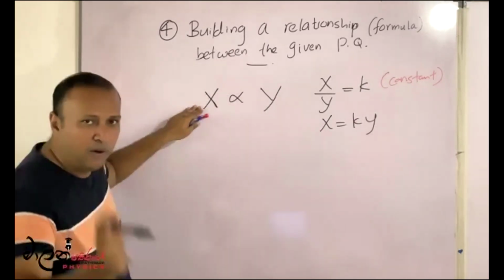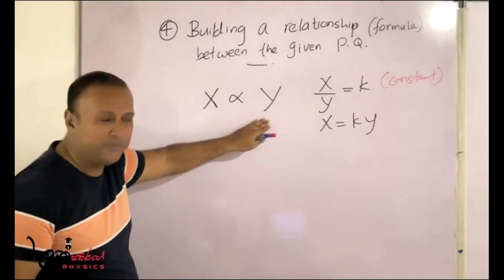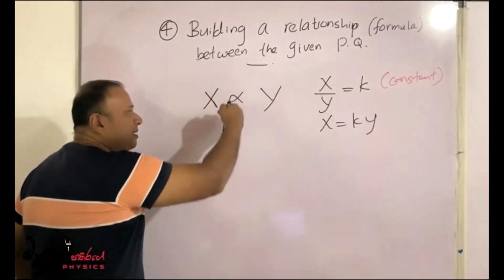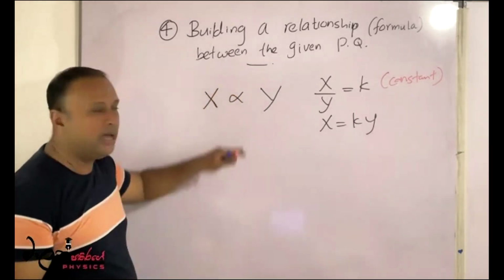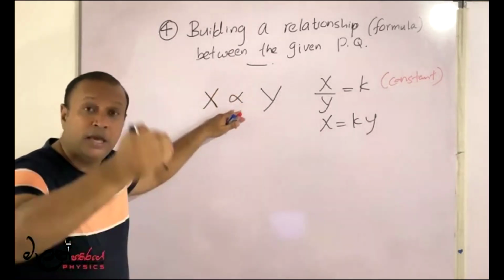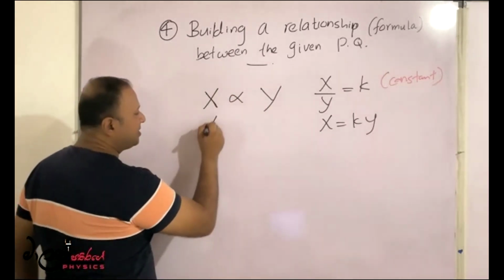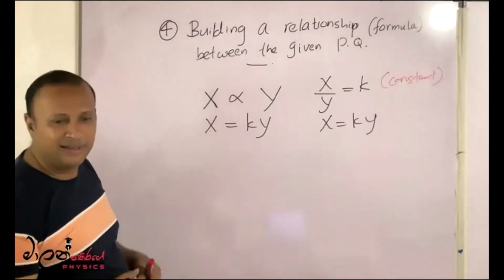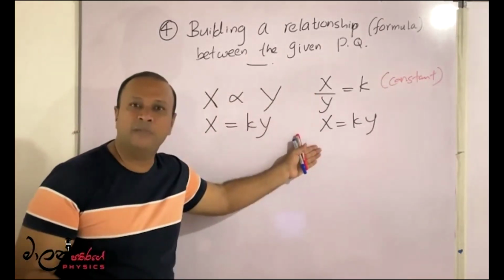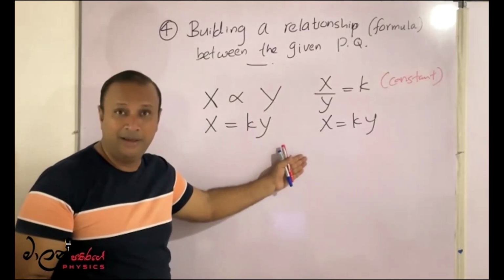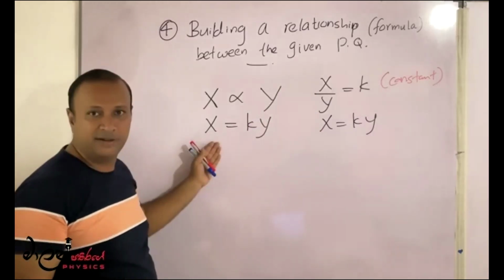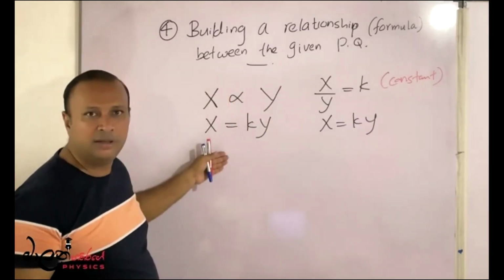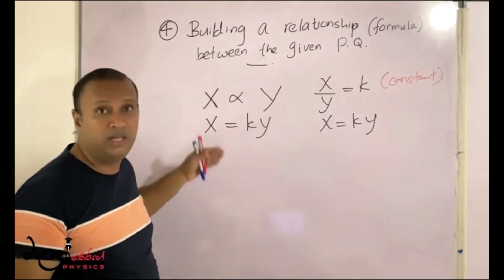So if you are given this kind of relationship, that means x directly proportional to y, then I can convert this relationship into an equation x equal ky. And actually, I have used this definition only. So using this definition, I have converted this relationship into an equation.